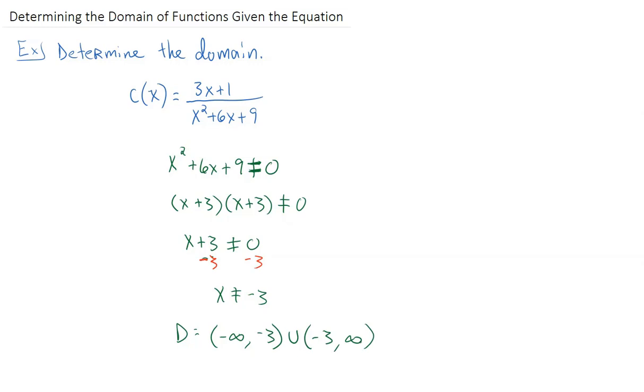Alright, so that's a lot of the different kinds of variations that you'll face. Go ahead and give some of these a try and see how you fare.